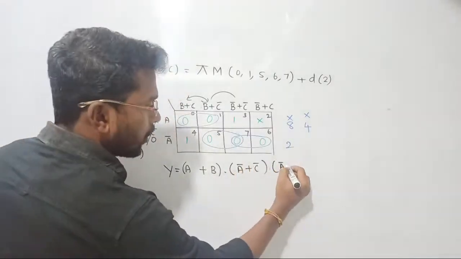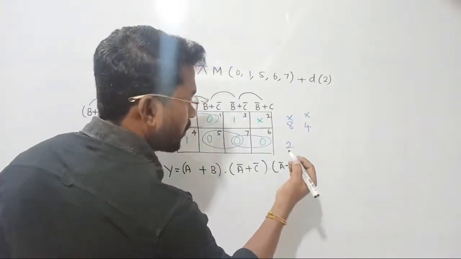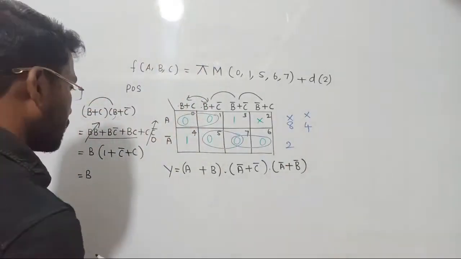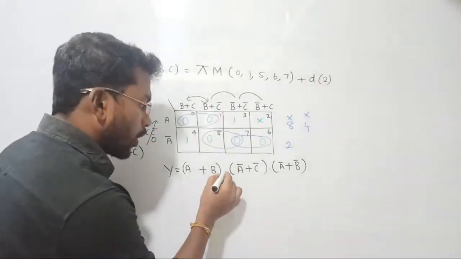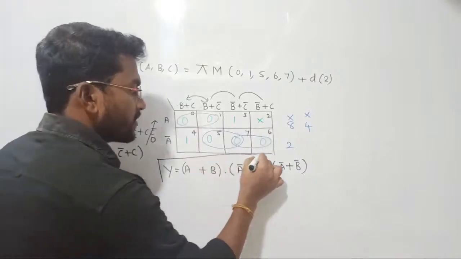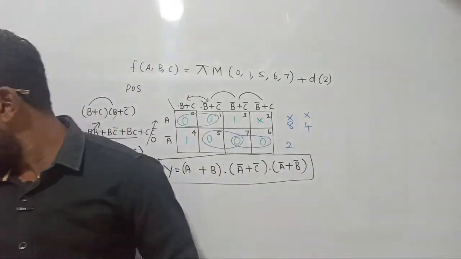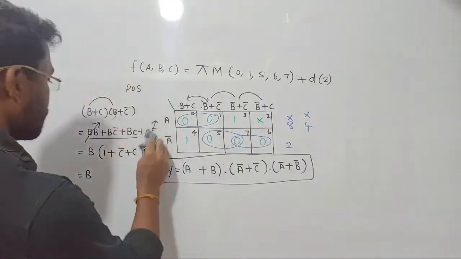So let us write the answer. A bar plus, now what is the common term between these two? B bar is common, such that we can write A bar plus B bar. Clear? So that is how we are writing product of sum, right? So of course that is correct. So that is the correct answer for the given equation, that is POS, right? So let's continue our journey with this.